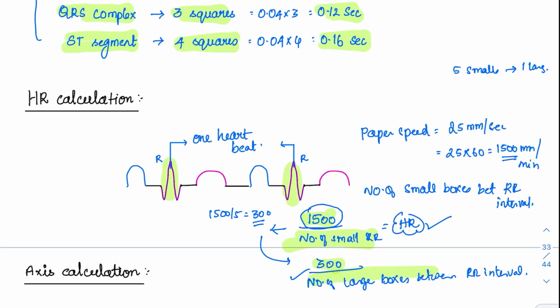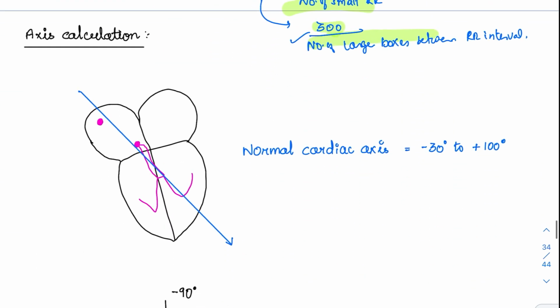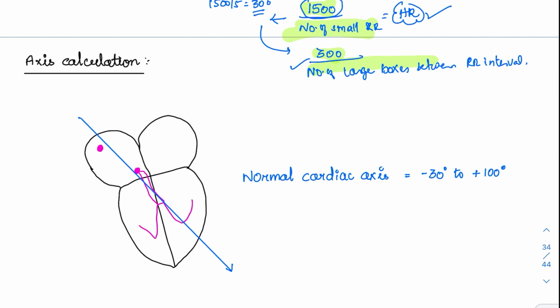Next thing is they can ask you what is the cardiac axis calculation. Either the cardiac axis they will ask, or what is their interpretation with respect to the axis. If you know the axis calculation, then interpretation is pretty simple. There are several methods to calculate cardiac axis, but we'll choose one method whichever is easier for us.